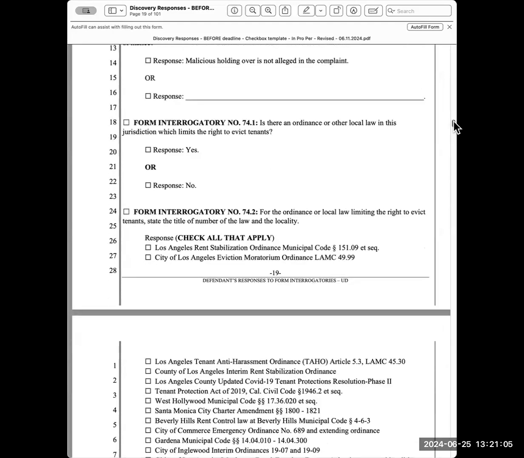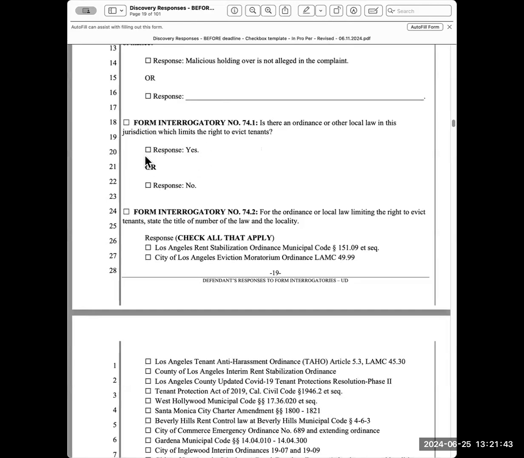Next section is under 74. 74.1. Is there an ordinance or other local law in this jurisdiction which limits the right to evict tenants? And this is about any state or local or city or county ordinance that in some way limits the right to evict tenants. And we have legislation in the county, in the city, which does exactly that. And so most likely your answer is going to be yes.